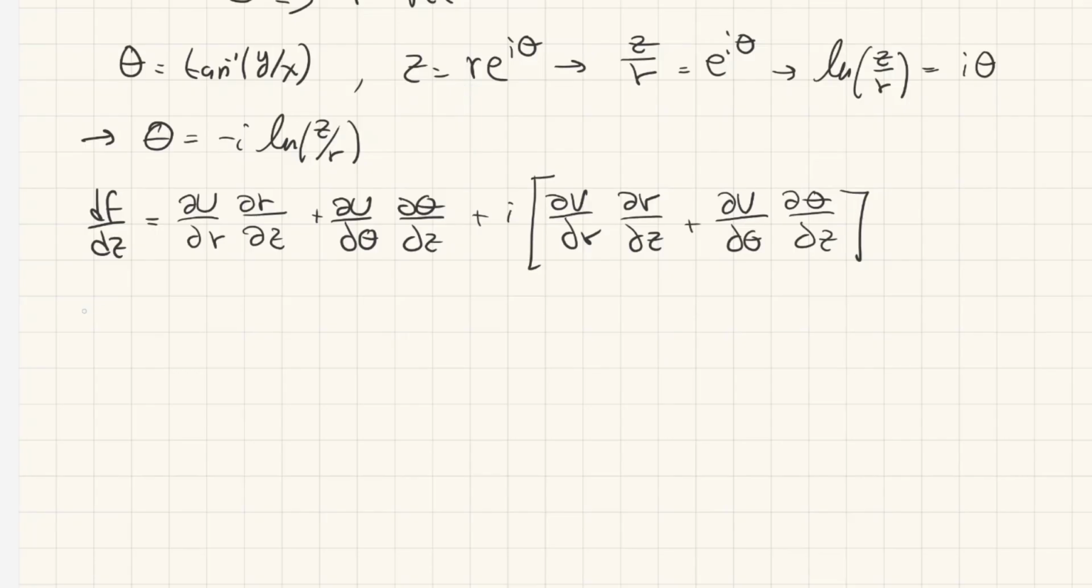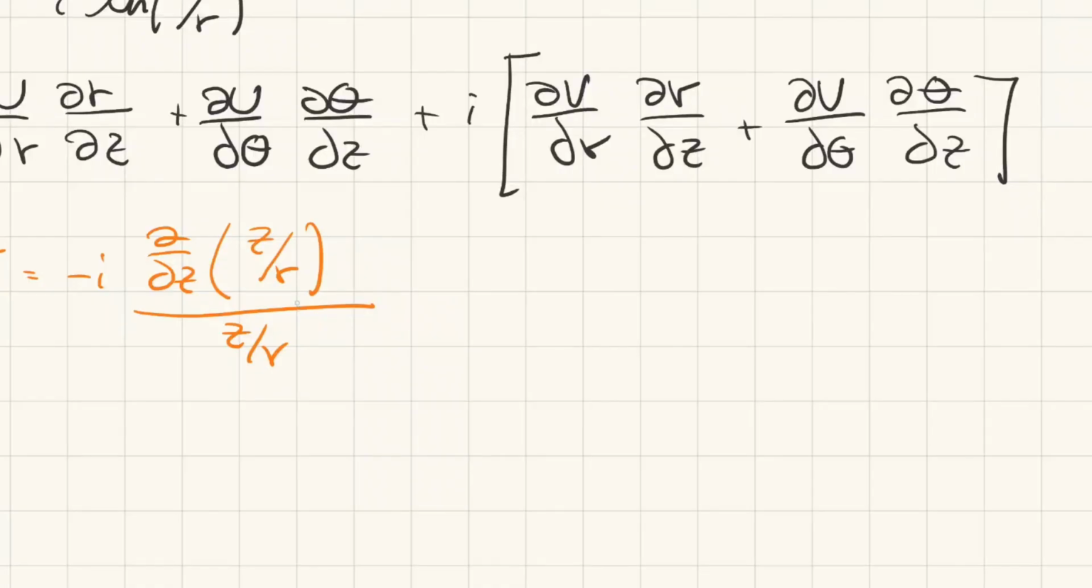So for example, for theta, we have that the derivative of theta with respect to z is equal to minus i. And then, looking that we have a natural log, you know that the derivative of a natural log is the derivative of the argument divided by the argument, right? I mean, the same function. So this will be the derivative with respect to z of z divided by r, divided by z divided by r.